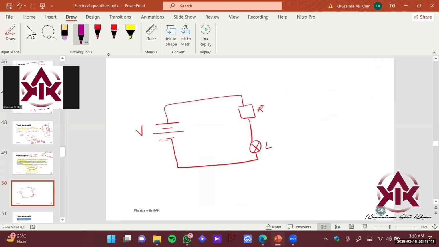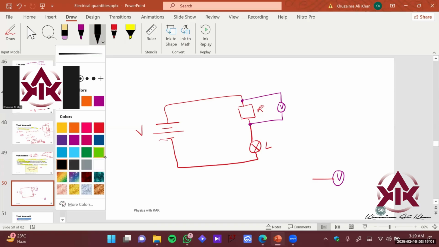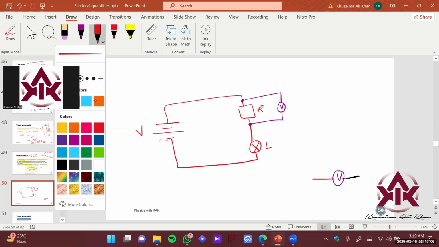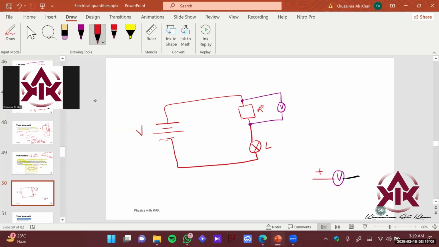Let's say I want to find out how many volts are consumed by the resistor here. So I'll connect the voltmeter in parallel with this resistor. A voltmeter always has two legs. This is the voltmeter here. One leg will be positive, and the other leg will be negative. So the red side goes towards the positive terminal of the battery, and this one goes towards the other side.